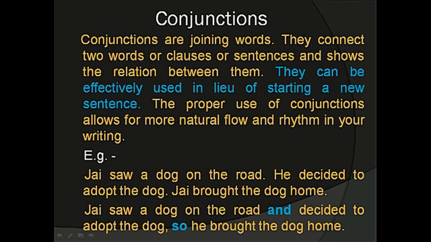Conjunctions are generally joining words. They join one sentence with another sentence. Example is given there. Jay saw a dog on the road. He decided to adopt the dog. Jay brought the dog home. Now you see three sentences there. But if we use conjunctions wisely, then we don't need these three sentences. We can join them and make it one. Jay saw a dog on the road and decided to adopt the dog, so he brought the dog home.